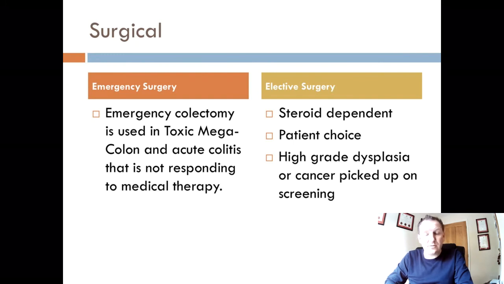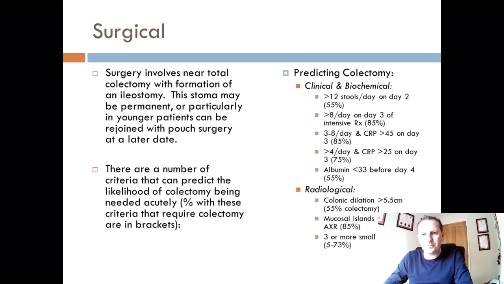Patient choice. Patients have just got fed up of having colitis. They don't want to be on medication anymore. They just want their colon gone and their colitis gone with it. And the other indication is those patients that during screening we've picked up high-grade dysplasia or cancer. Obviously when we find dysplasia, we're doing a colectomy to prevent them developing a cancer.